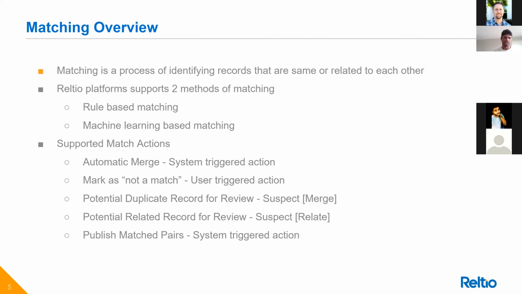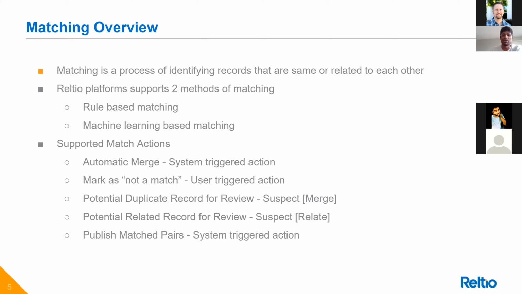So once the match pairs are identified, once you know that John and John is a similar or related record, what do you do with that? That's the second part of the matching, the action that you can perform either automatically or manually on that pair. So these are the supported actions in the Reltio platform.